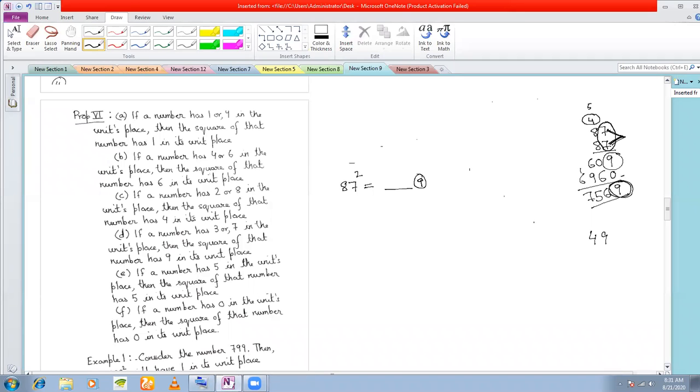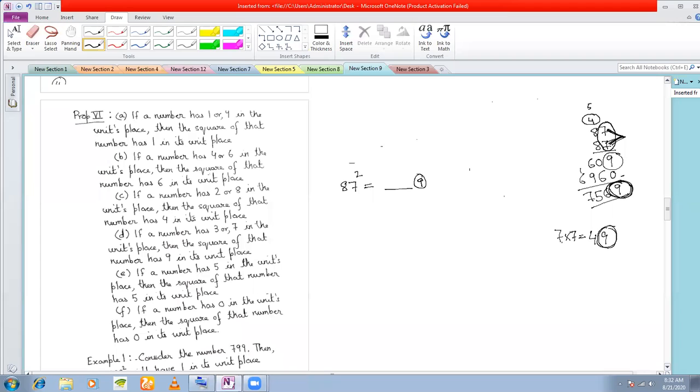Is this property clear? Or I'll take more examples, but is this clear that when I multiply 7 into 7, only then I am getting the last digit as 9, because 49 has the last digit 9. 7 into 7 is equal to 49, and the last digit here is 9.